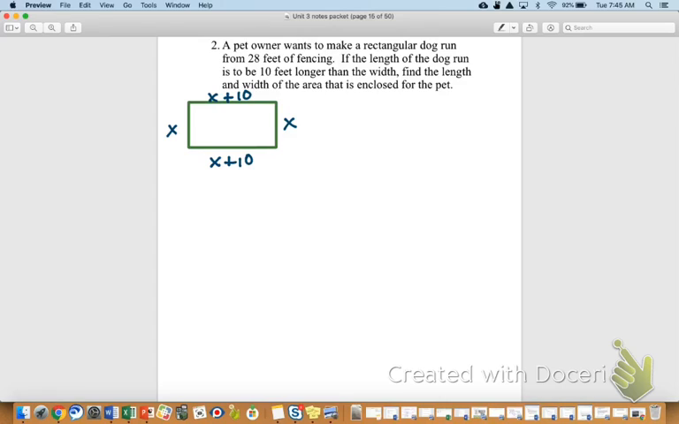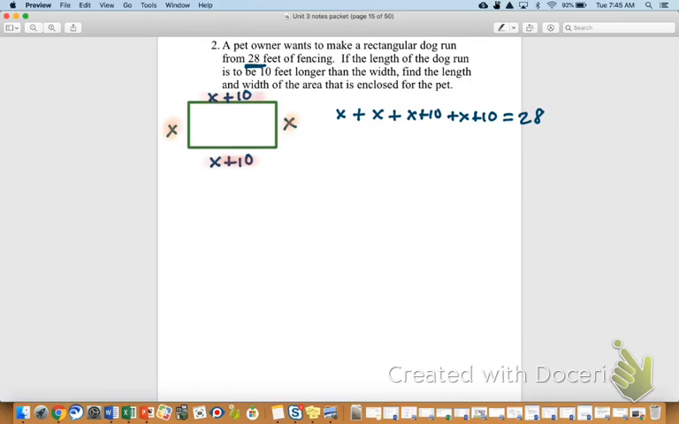Okay, so if I have 28 feet of fencing, like I mentioned earlier, if I'm going to add all this up, I'd be using all 28 feet of fencing. So I would write x, it's this one right here, plus the other x, it's this one right here, plus this side would be an x plus 10, and plus the final side. If I add all these up, I would be using all of my fence, and so all those side lengths added up would give me 28. Got a nice equation right here.